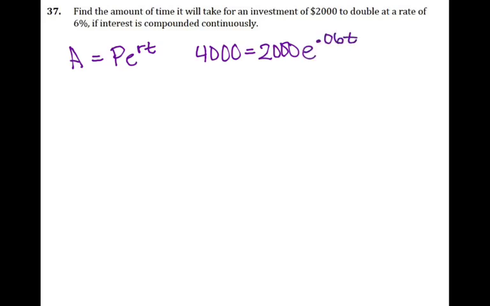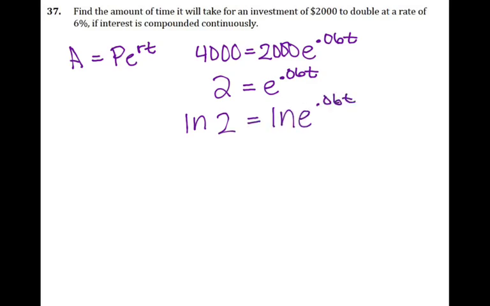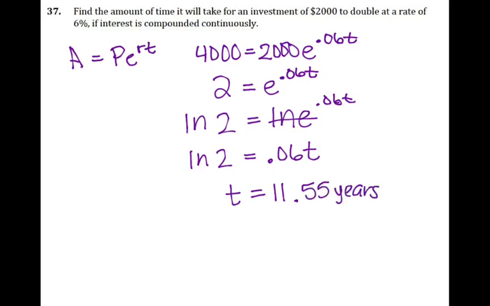I'm going to divide both sides by 2,000, so I get 2 equals e to the 0.06t. Natural log of both sides. Natural log and e cancel, so I have natural log of 2 equals 0.06t. Divide by 0.06, and t is about 11.55 years.